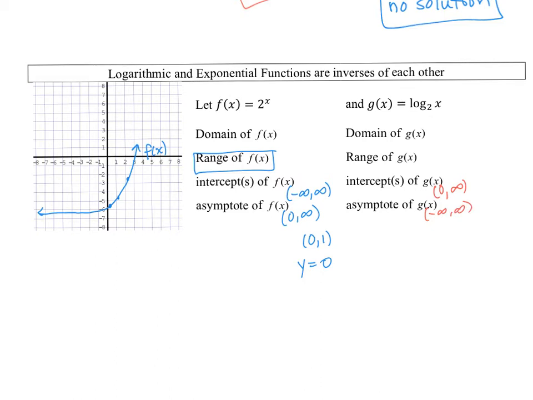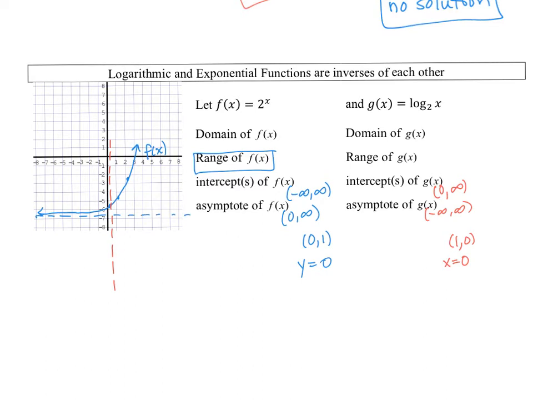Since the intercept of f of x was 0, 1, if I switch the x and y, the intercept of the log should be 1, 0. And since there's an asymptote at y equals 0 on the exponential function, there's an asymptote at x equals 0 on this function. Okay, I'm going to go ahead and graph that asymptote in. I should probably graph the exponential one as well.